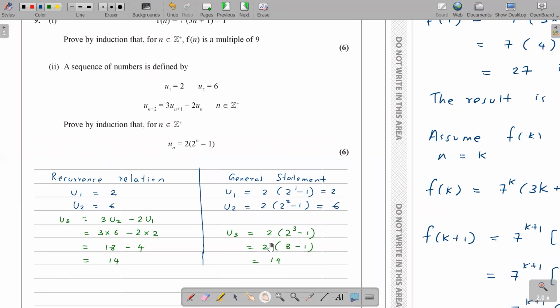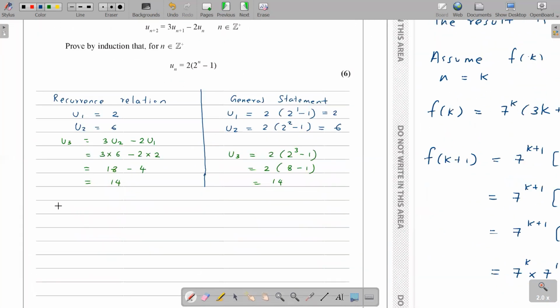Okay, so then the next one, what do we do? We assume for n equals k, right? We assume for n equals k, what is it? uk equals the kth term, 2 times 2 to the power k minus 1. We assume this to be true. So we assume for n equals k that the kth term we get from the recurrence formula will be equal to the kth term we get from the general statement. So the kth term is equal to 2 times 2 to the power k minus 1.